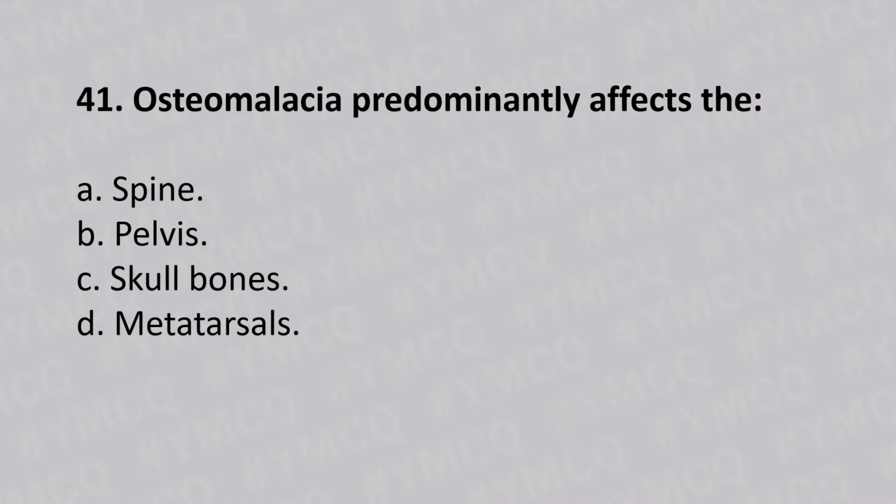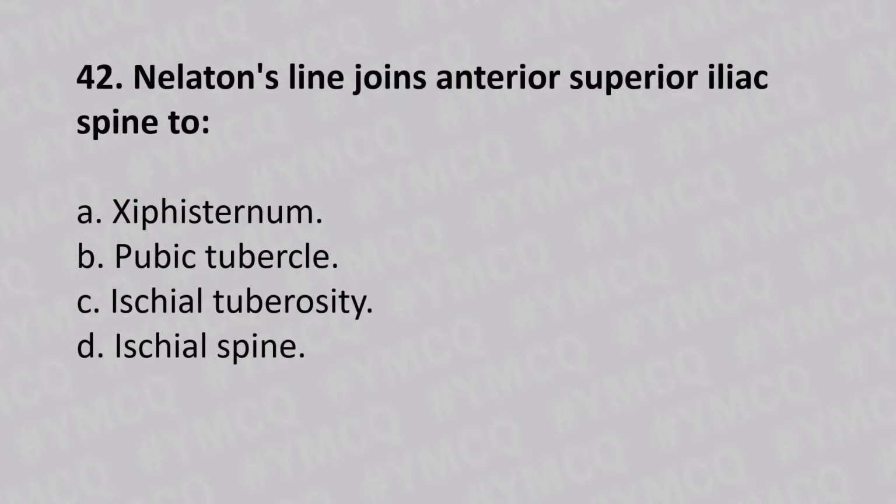Moving to our 41st question. Osteomalacia predominantly affects the option A, spine. Option B, pelvis. Option C, skull bones. Option D, metatarsals. And the answer is option A, spine.